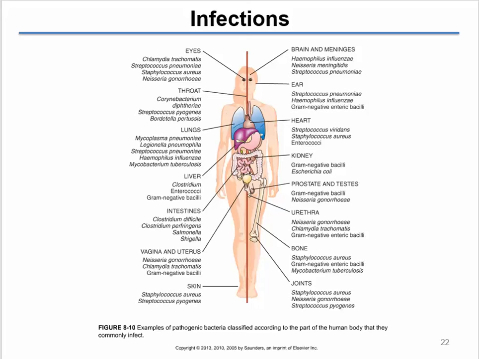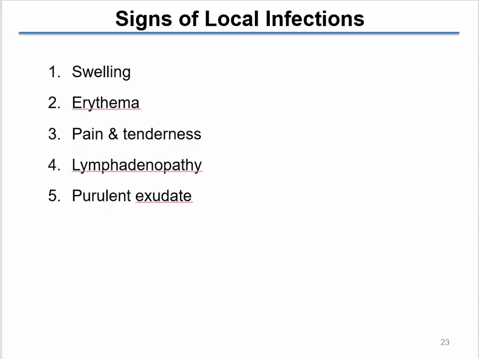So now, how do you know when somebody has an infection? So you look at the signs. Now, here's an interesting thing. The signs of a local infection in one area are really a lot of the same signs as inflammation. But remember, infection causes inflammation, but not all inflammation is infection. So you have to be very careful. So some place that's infected will be swollen, but not all swelling indicates infection. Erythema, which is redness, the same. Pain and tenderness, the same.